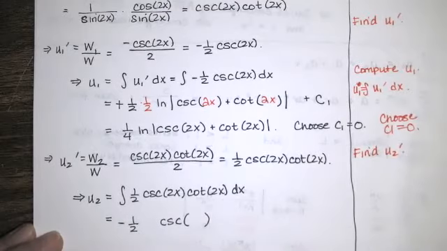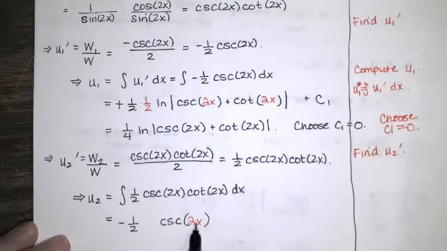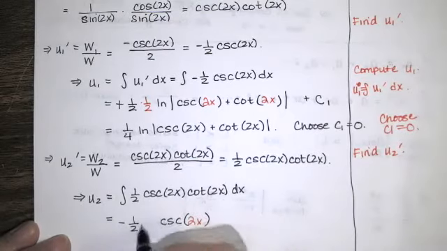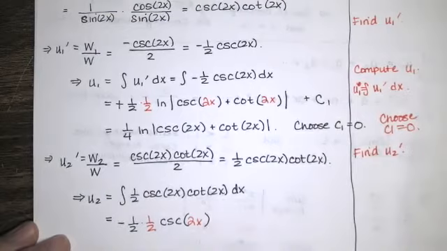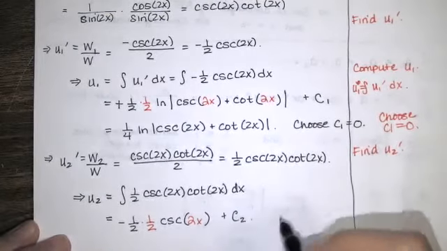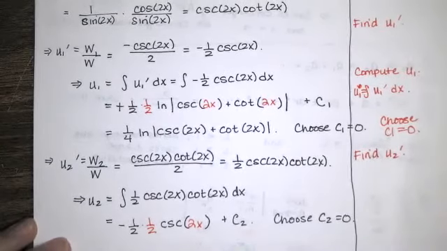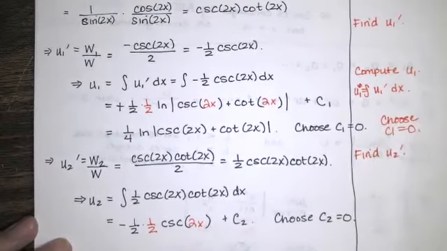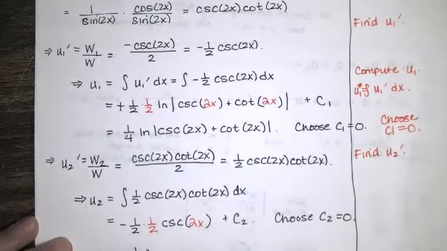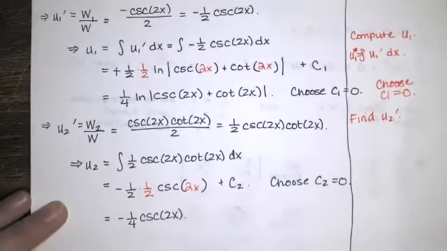But we've got to modify that rule a little bit because we've got a 2x inside. The antiderivative of this is this, but since I've got a 2x inside, if I were taking the derivative, I'd have to multiply by 2. If I'm taking the antiderivative, I have to divide by 2. Don't forget to add a constant, and we'll choose that constant to be 0. So I have -1/4 cosecant of 2x as my u sub 2.